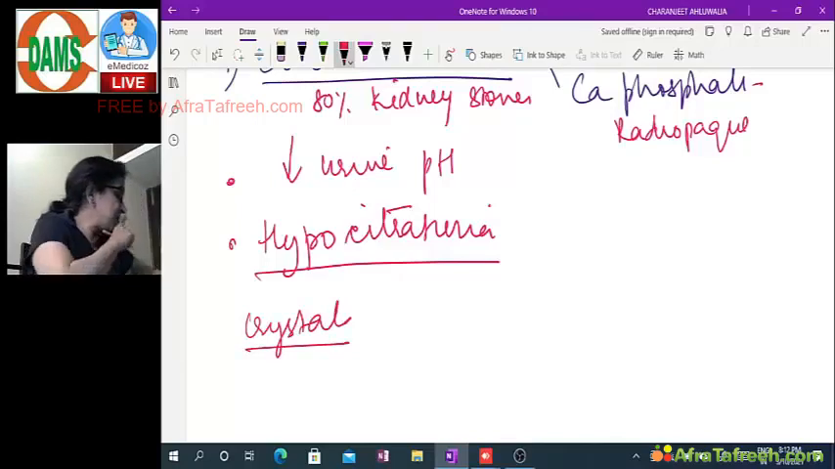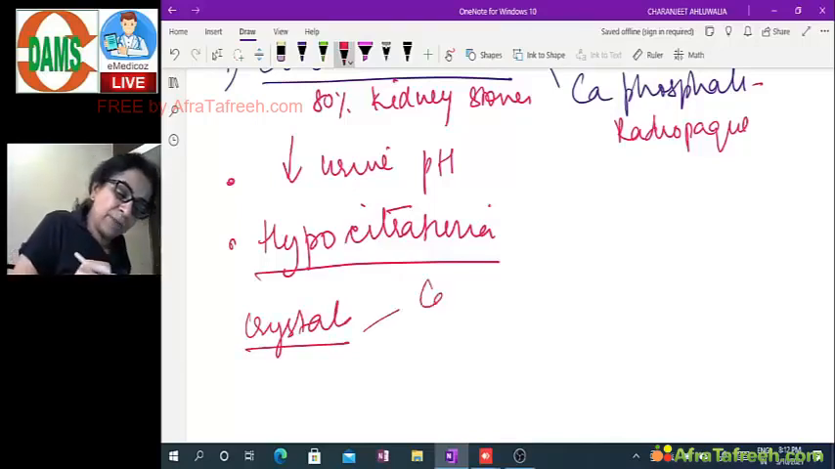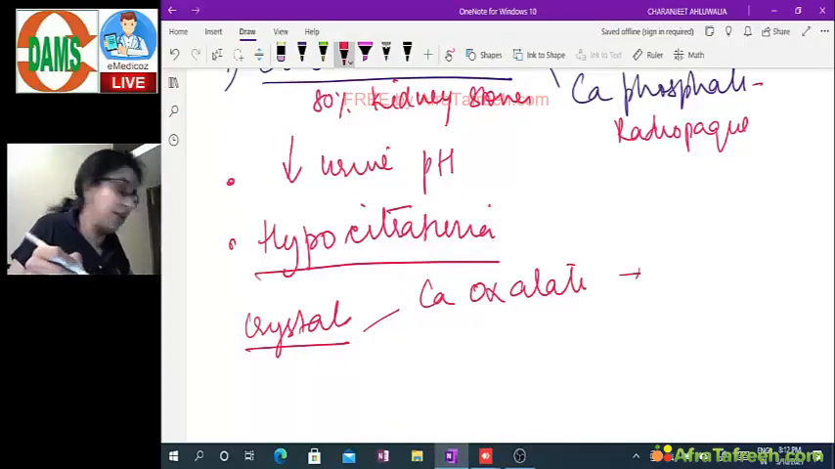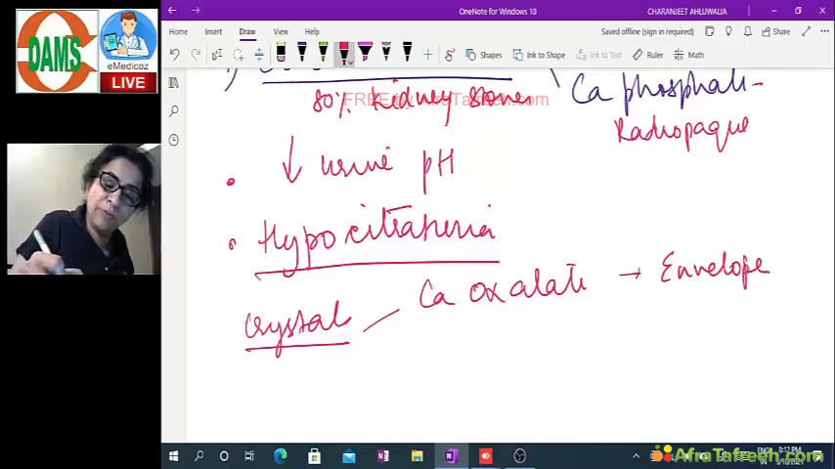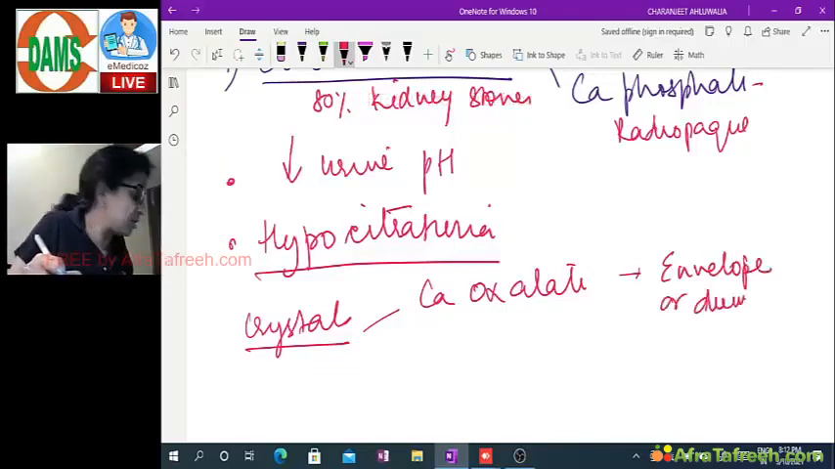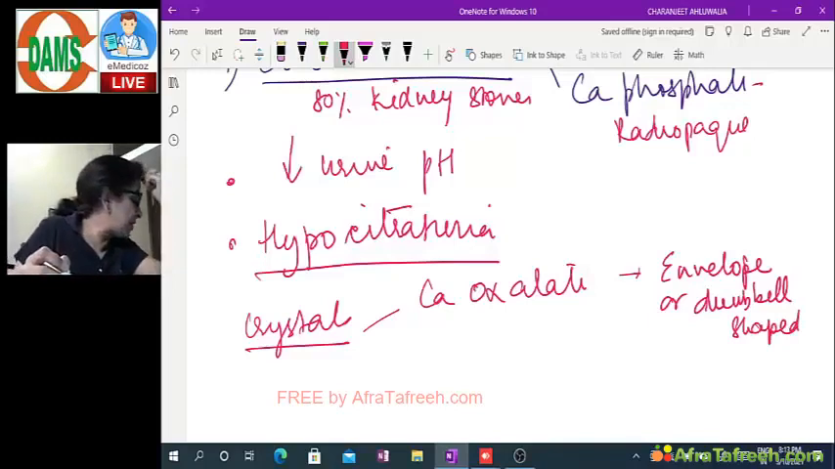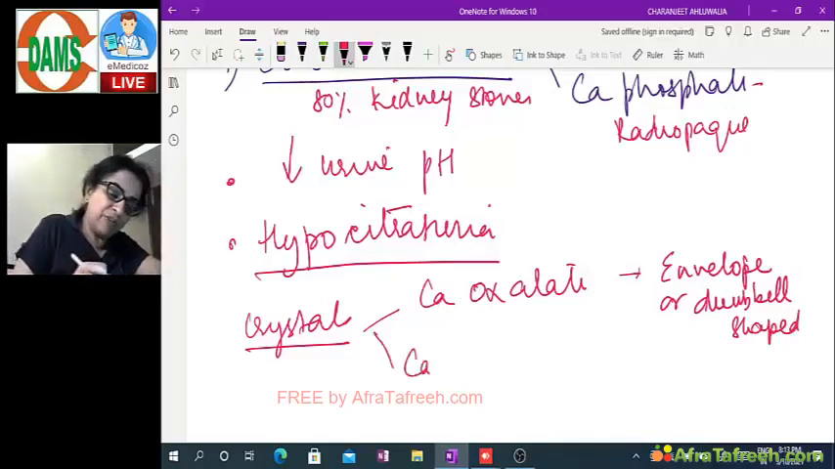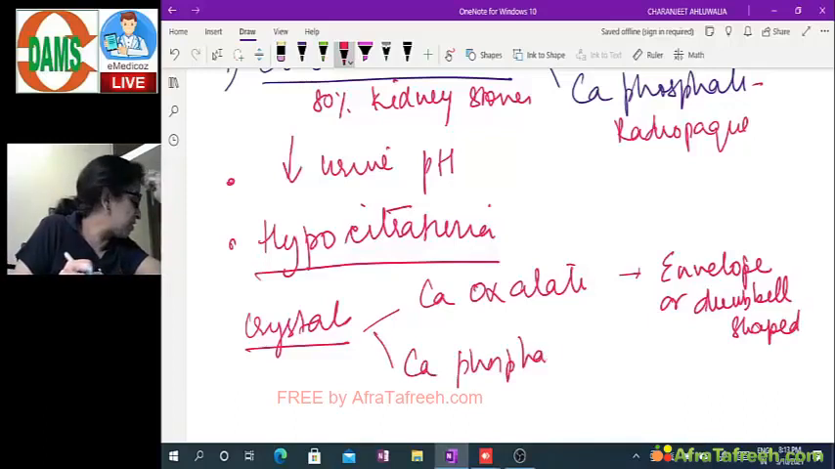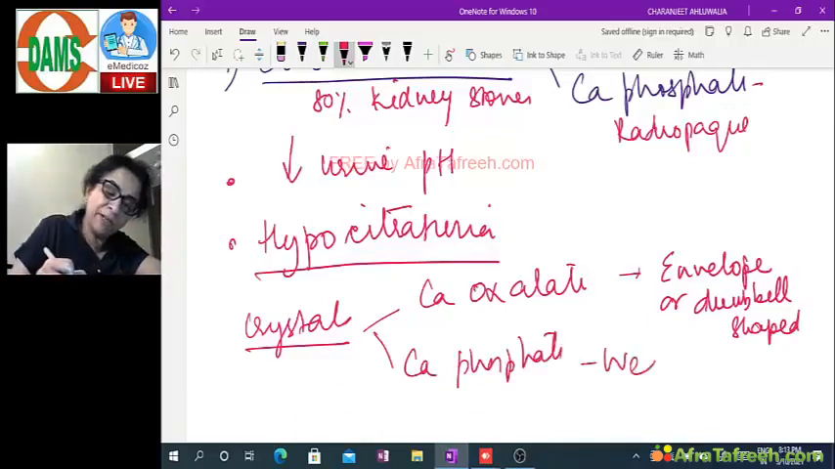Crystals can be seen in the urine. Calcium oxalate crystals, you need to know their shape. They are envelope or dumbbell shaped. I'll be showing you the picture. And the shape of calcium phosphate crystals is wedge or prism shaped.